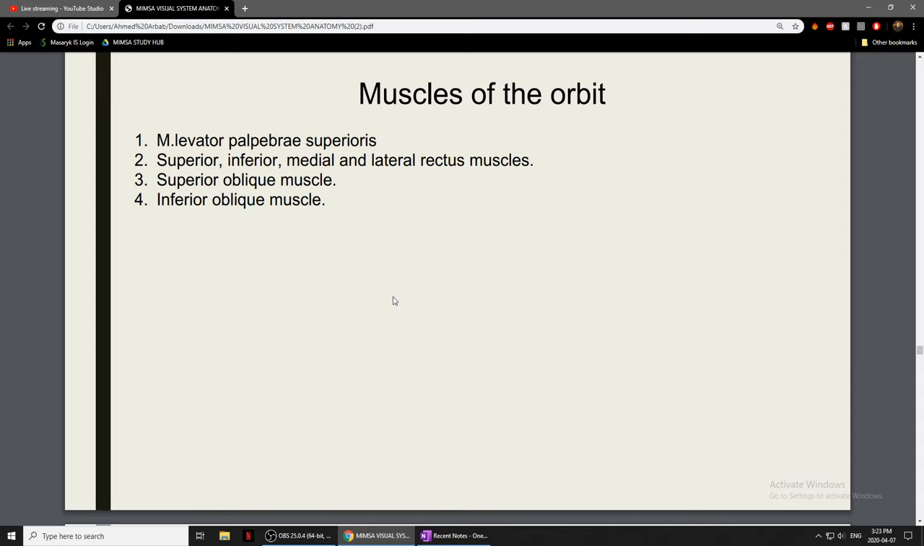The orbit is composed of seven different muscles. The levator palpebrae superioris, which we talked about quite a bit. Then we have the rectus muscles, so the superior, inferior, medial, and lateral rectus muscles. And then the superior and inferior oblique muscles. These rectus muscles and oblique muscles are responsible for movement of the eyeball itself, and the levator is responsible for the movement of the eyelid.